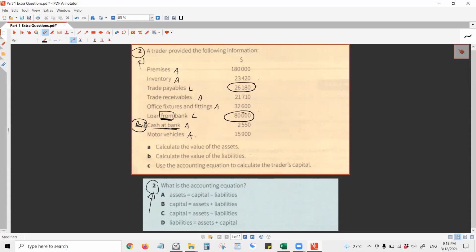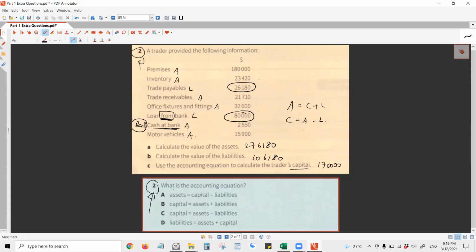Ensure that you can get this 106,180 for the liabilities. For assets, ensure that you can get this. And capital is very easy because A equals C plus L, right? So to find the C, you take A minus the L, which gives 170,000. Very simple questions.